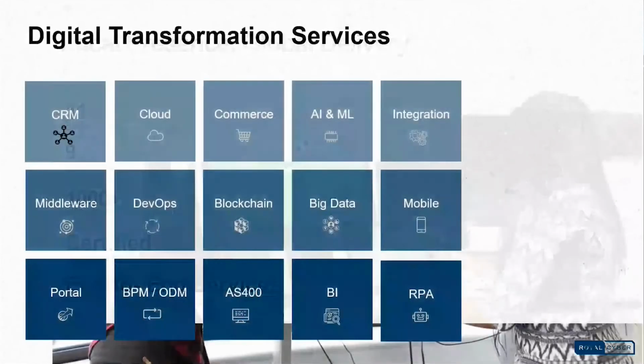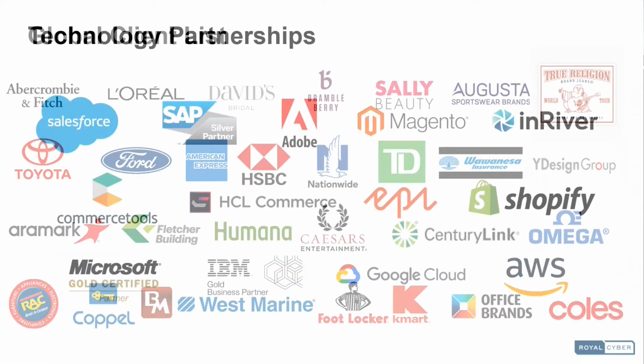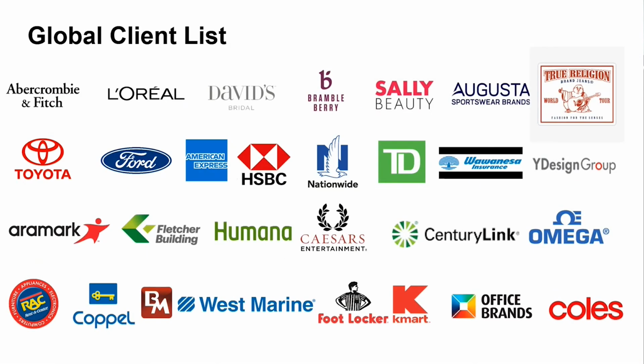So basically, in digital transformations, we get involved with CRM or any other cloud services. It can be commerce, DevOps, middleware, big data, all the stuff over here we usually get involved with. And these are our technology partners. Some of our major customers.